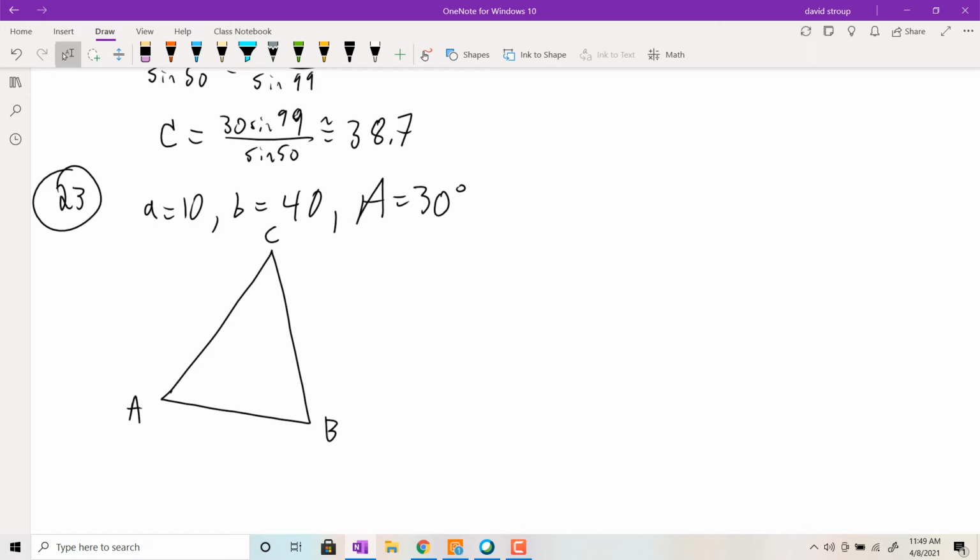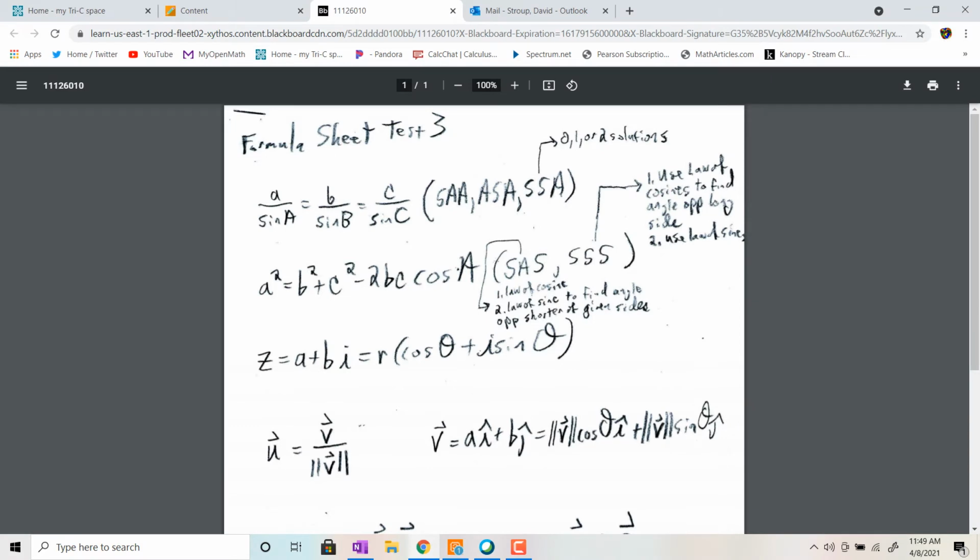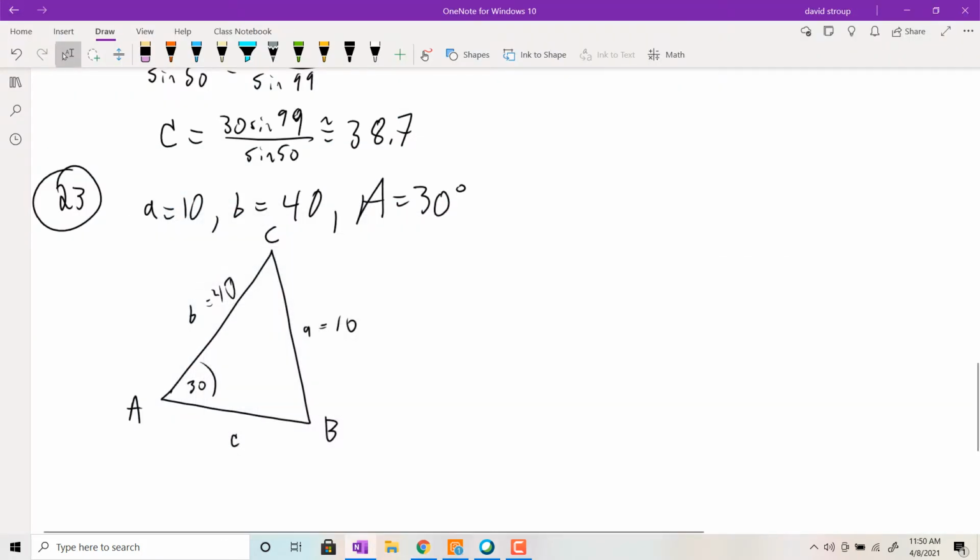So little a, little b, and little c. Big A is 30, little b is 40, little a is 10, and we're looking at angle-side-side, or if you'd rather, side-side-angle. So it's definitely not side-angle-side. It's side-side-angle, and you see that there's only one possibility: the 0, 1, or 2 solution case.